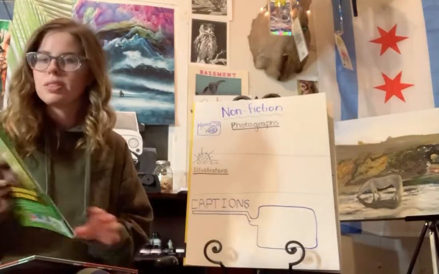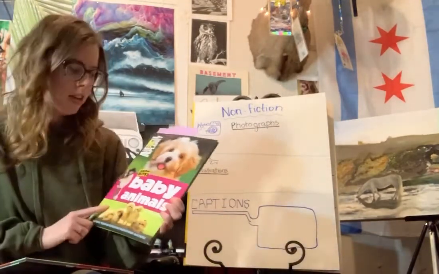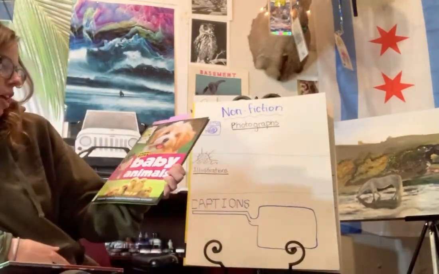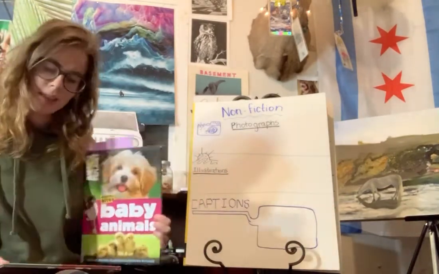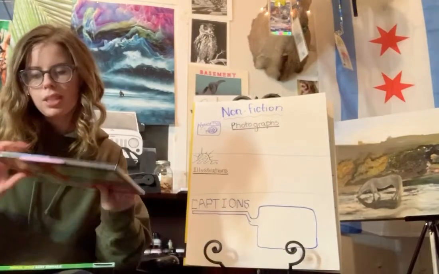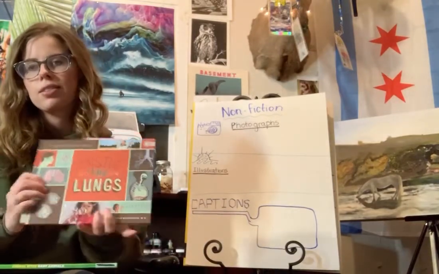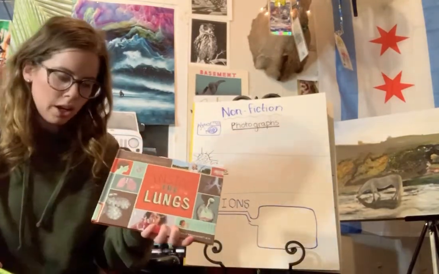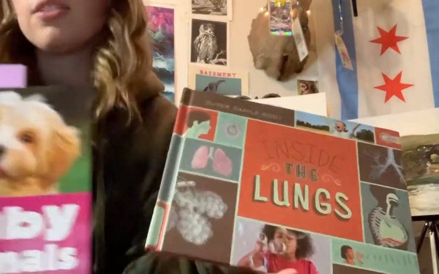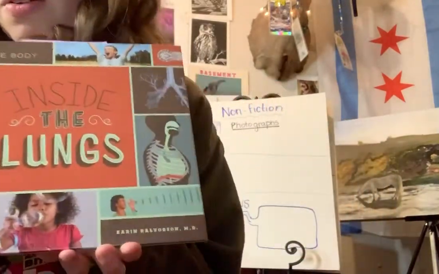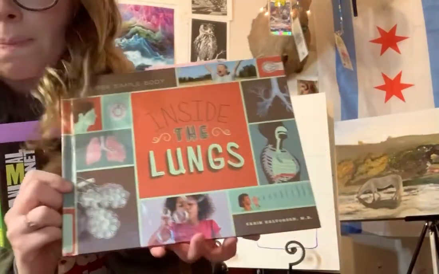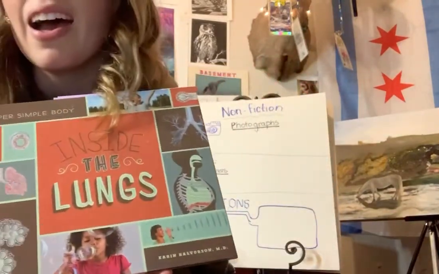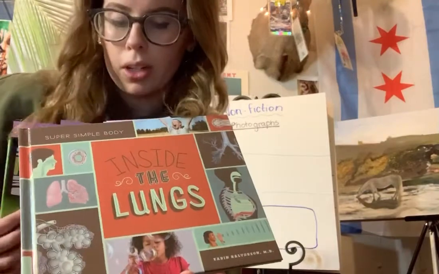I have 2 books that we're going to look at today. The first one is called Animal Bites, Baby Animals, and the second one is Inside the Lungs. Now, I'll let you take a look. What kind of books do you think they're going to be? They're both nonfiction books.